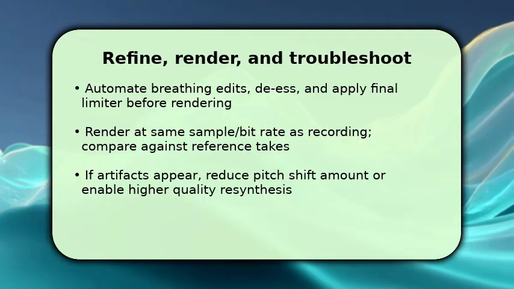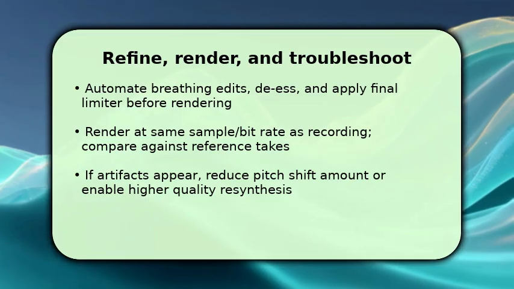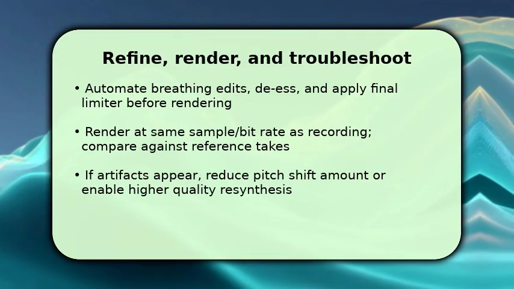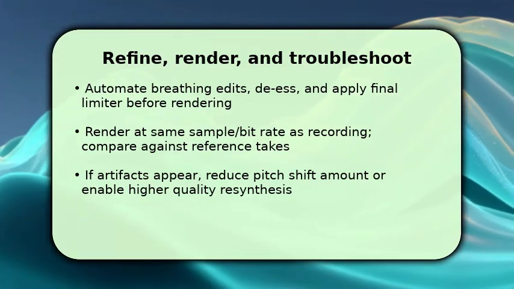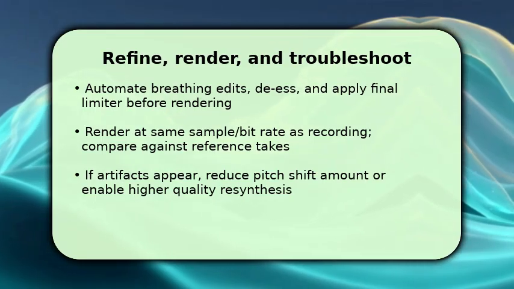Finally, automate breaths and remove clicks, then de-ess and apply a gentle limiter before rendering to avoid clipping. Render at the original sample rate and bit depth so no conversion degrades the result, and compare the processed file to your reference samples to confirm the intended change.